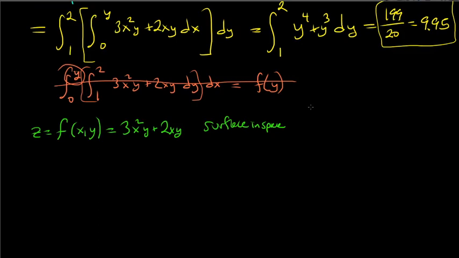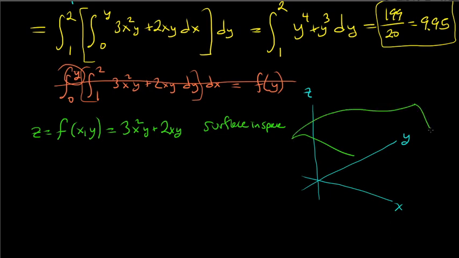So here's our little graph. This will be the x-axis, this will be the y-axis, this will be the z-axis, and the graph will be some surface in space. I'm not going to try to graph it accurately. Suffice it to say, it's just some surface sitting in space. So this is some function of x and y. Not necessarily this function, but just some function.